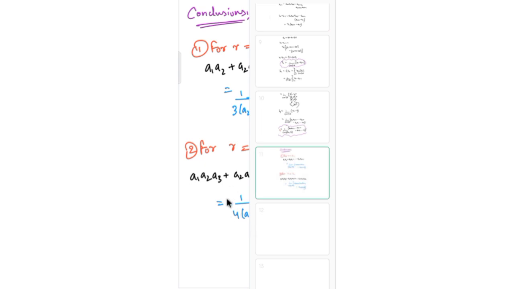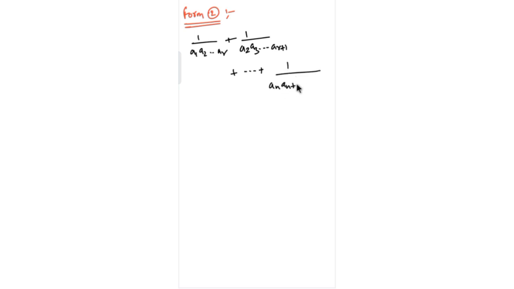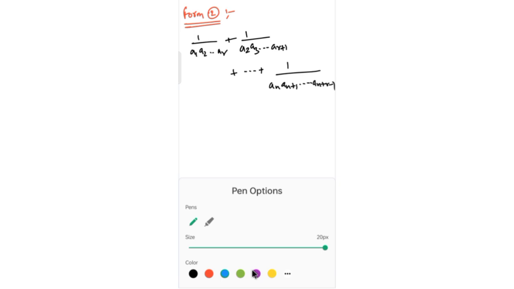So for the next form, form number 2. What's that basically? It's 1 by a1 a2 ... ar plus 1 by a2 a3 ... a(r+1), plus so on, plus 1 by an an+1 ... an+r-1. So this is the value for which we need to evaluate Tn and Sn.